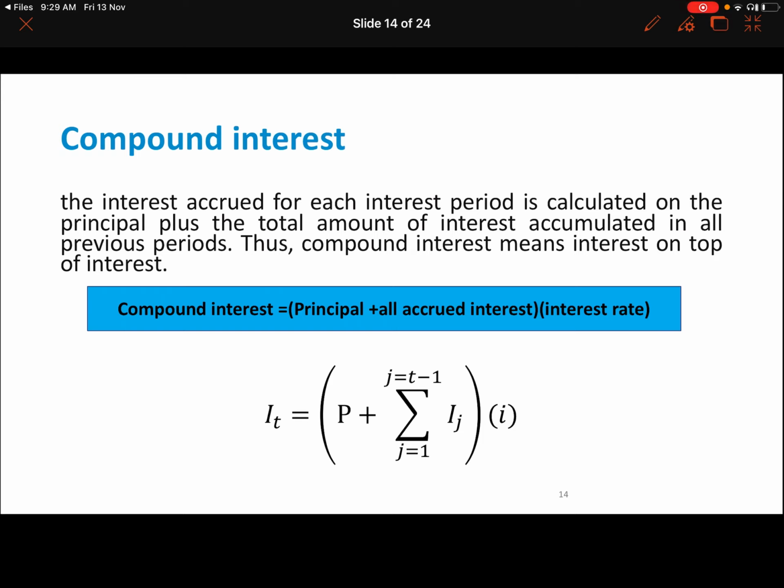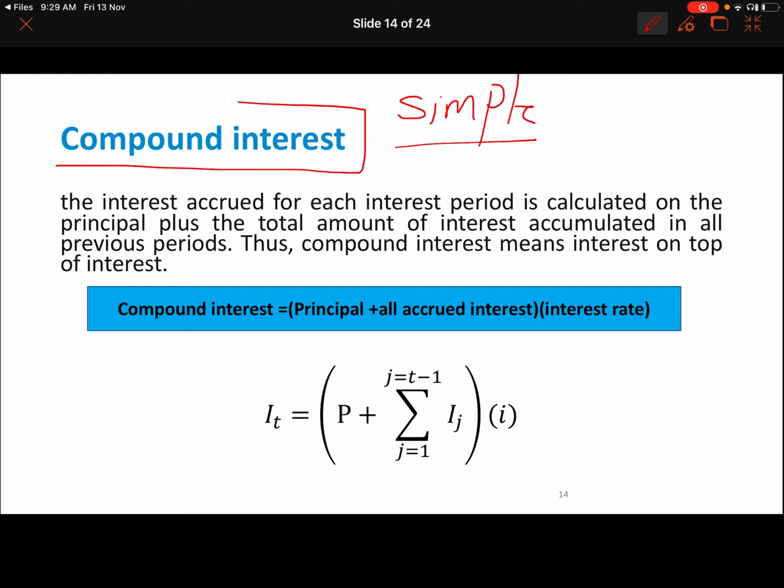So what is the next step? The next step is a different type of interest. We said we have simple interest, and usually we don't use it. Most monetary treatments are using compound interest rate. So what is the compound interest rate?